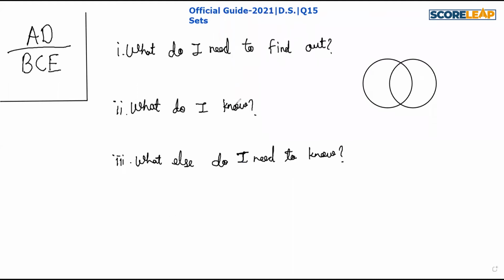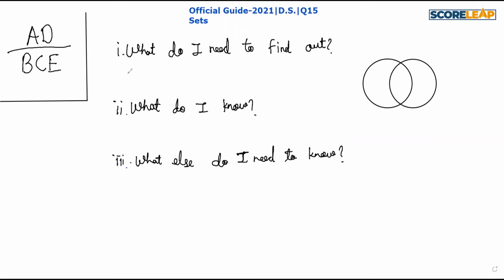Question 15. This here is a regular data sufficiency question. So in a regular data sufficiency question, we have to ask ourselves these three questions. What do I need to find out? From the question, I can say that the number of voters who responded favorable for both the candidates is the thing that I need to find out.